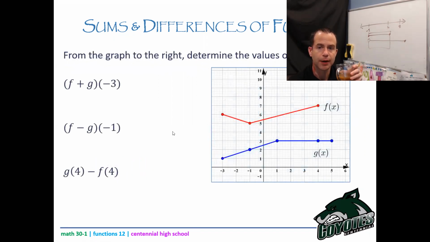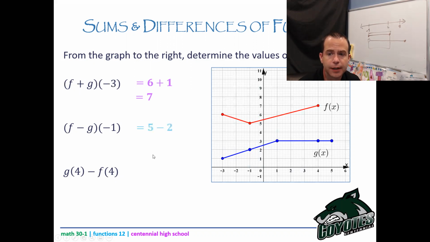All right, from the graph to the right, determine the values of these. We've done one like this before, so just pause me and do them, and then I'll show you the answers. So f plus g of -3, going to -3, you end up with 6 plus 1, which is 7. F minus g of -1, again, make sure you're starting with f. So you get 5 minus 2, which is 3, and f of 4 minus g of 4, you end up with 3 minus 7, which is -4.